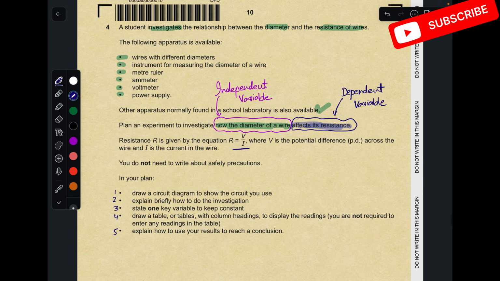So what you need to measure in this diagram: you have to change the diameter, and the diameter will affect the resistance, and you have to calculate the resistance by this formula: R equals V over I. So this is measured by the voltmeter. So you need the reading of the voltmeter and the reading of the ammeter. This formula is also showing what will come in the table as well. Okay, so you have to draw the circuit diagram.